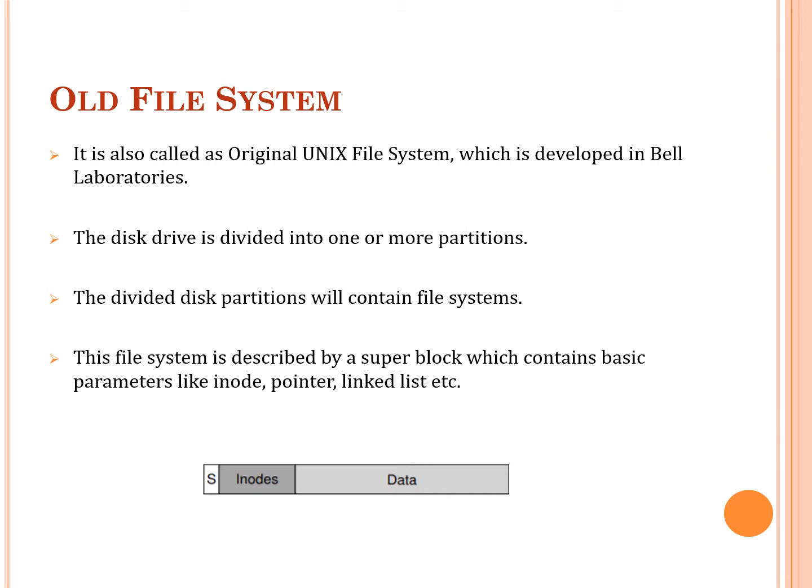The old file system is also called the original Unix file system or the traditional file system. This was developed in Bell Laboratories. Here, the disk drive is divided into one or more partitions, and the partitions contain the file systems. The file system is described by a superblock, which is denoted as S. This superblock contains basic parameters like inodes, a pointer for the free list, and a linked list for the free list, and it also contains the number of data blocks present.